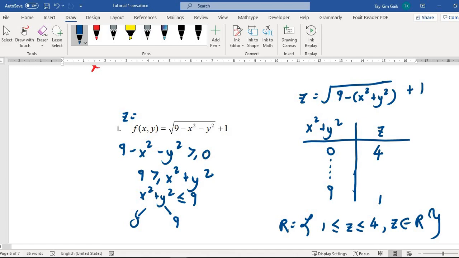So we have seen several examples of how to find the domain and range of functions of two variables, including the square root function, ln functions, quotient functions, and the normal quadratic functions.